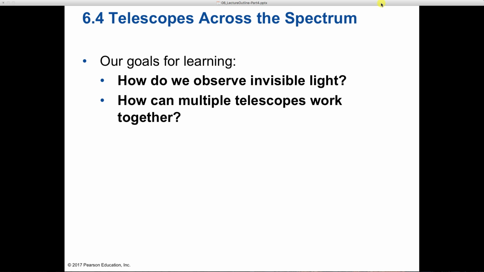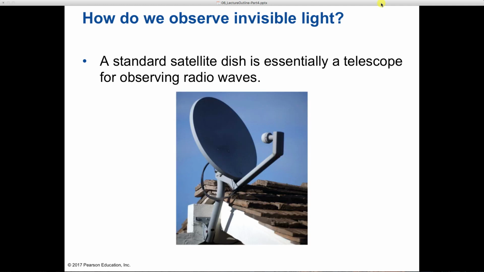Hi class, this last section of Chapter 6 talks about telescopes and the different light that they can see, and how you can make different telescopes see different types of light throughout the electromagnetic spectrum, and also how we can make telescopes work together to kind of simulate a much larger telescope.